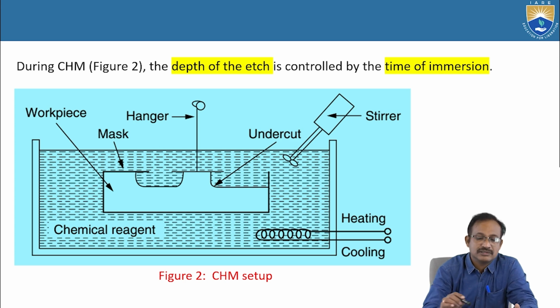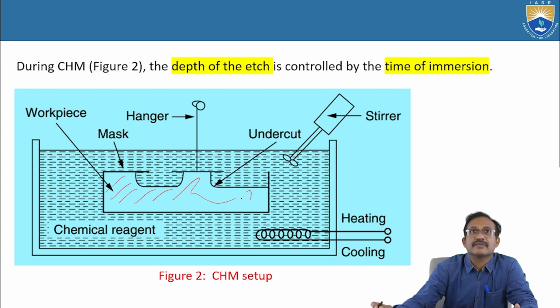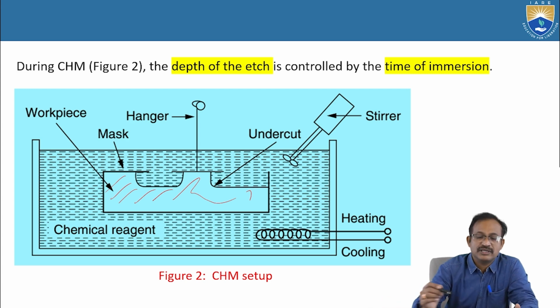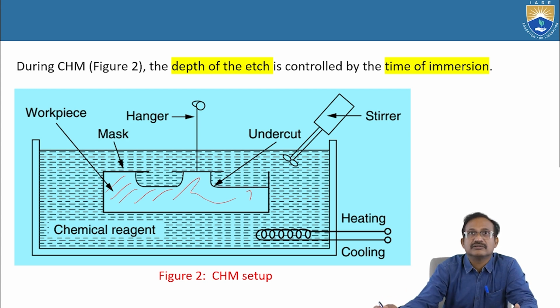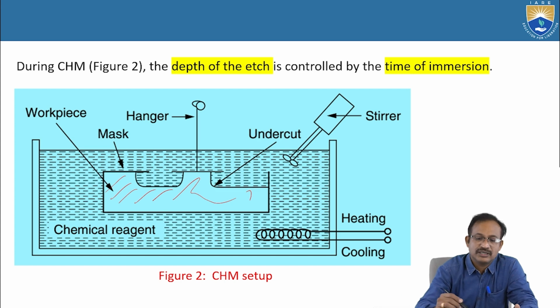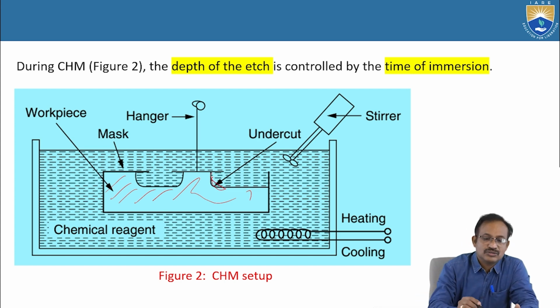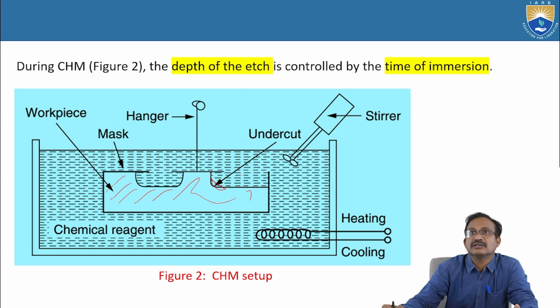See here, this one is the mask. Here you can observe the undercut. This is the workpiece, the mask is provided, and the hanger hangs this one. Here, undercut.